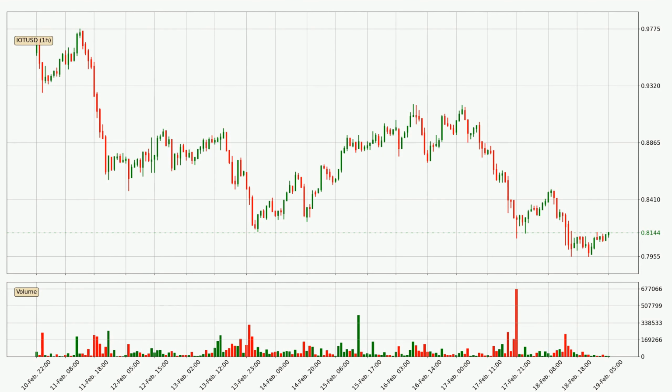Taking a look at the hourly time frame for Iota, it can be seen that the price went down around 2.3% in the last 24 hours, with a current price of 81.4 cents. However, the volume wasn't especially high, so this move wasn't very strong.